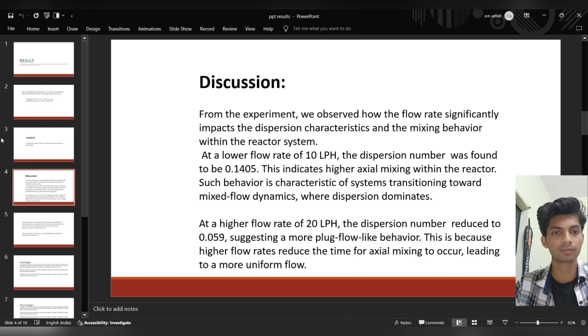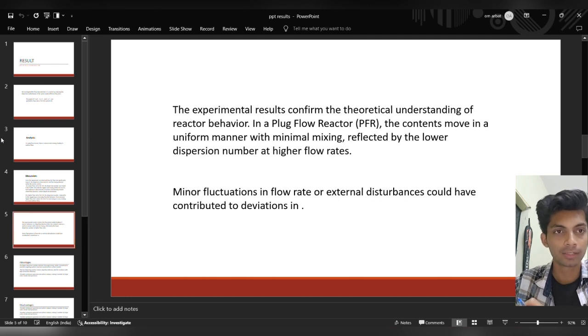Secondly, on comparing the reactor types, the experimental result confirmed the theoretical understanding of reactor behavior. In a plug flow reactor, PFR, the contents move in a uniform manner with minimal mixing, reflected by the lower dispersion number at higher flow rates. Conversely, in a continuous stirred tank reactor, CSTR, the contents are uniformly mixed, resulting in higher dispersion numbers as observed at the lower flow rate.